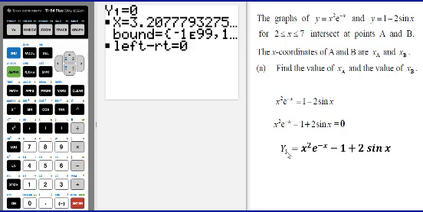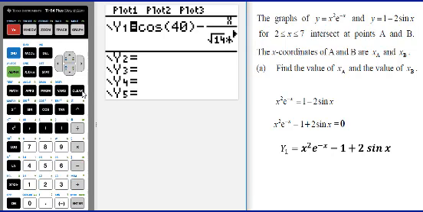Then we go to y1 equals x squared e to the negative x power minus 1 plus 2 sine x. So we put into y equals now. Clear. We have x squared. E will be second divide. Then do the negative x power. Minus 1 plus 2 sine x.